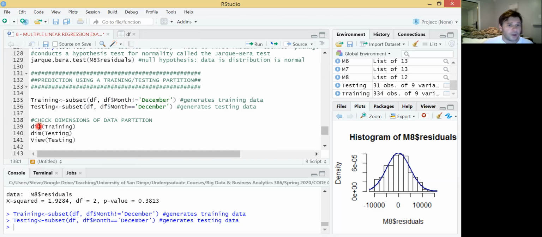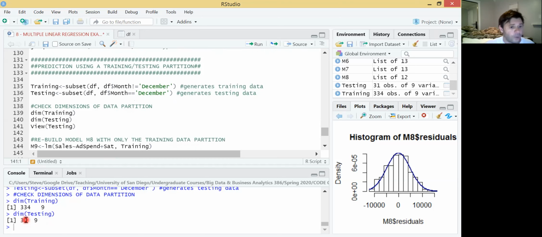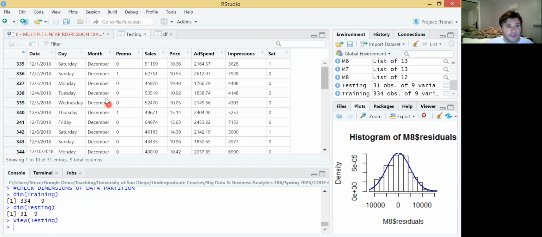If we wanted to verify that we had partitioned properly, we can check the dimensions of the training data. We have 9 variables. Remember, we added that Saturday dummy variable, which is why we have 9 instead of 8. And there are 334 days in the training data. In the testing data, when we run line 140, we have 31 observations, those are the 31 days in December, for those 9 variables. And if we view the testing data, you'll notice if you look down the month column, we are only dealing with the month of December. We are not starting with observation 1, we're starting with observation 335. So this is what our testing partition looks like.